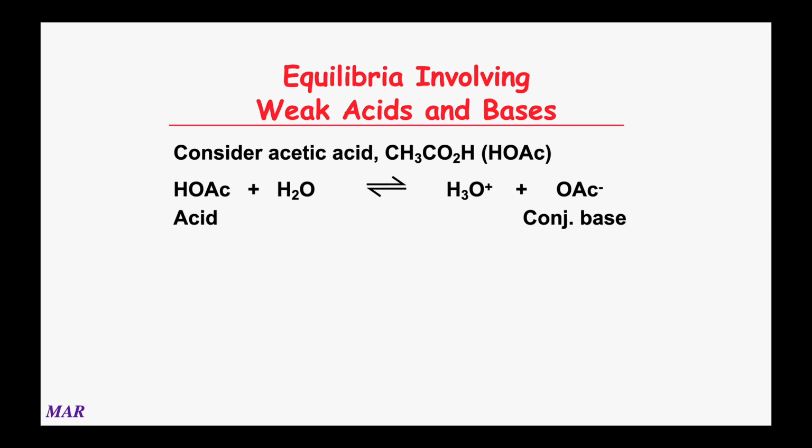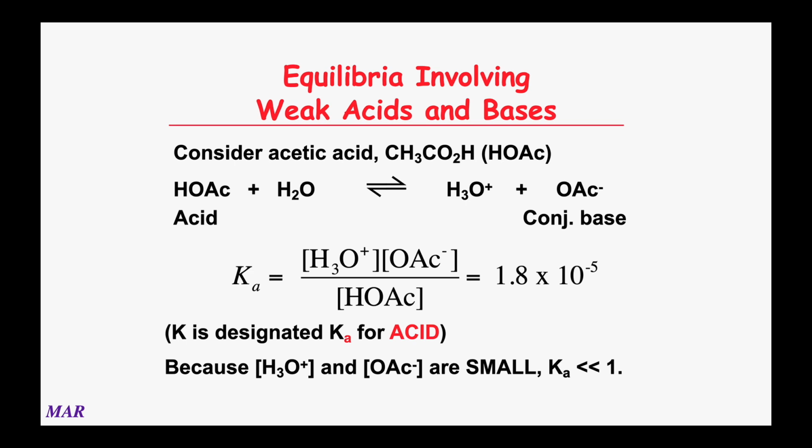This is the example with acetic acid. Acetic acid reacts with water. It makes hydronium. It's an acid, and the conjugate base. Now remember that acids always make hydronium. That's the thing that makes acids acids. Water here is acting as a base, and the conjugate acid of that would be hydronium, just like the conjugate base of acetic acid would be the acetate ion.